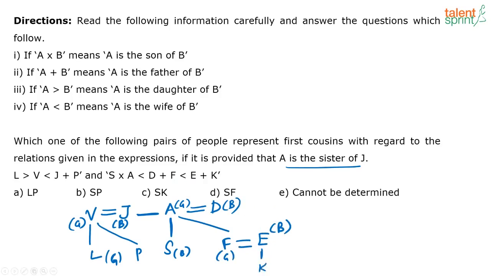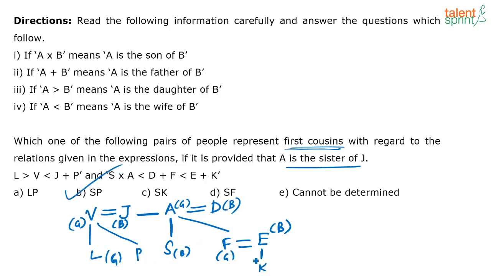So this is the relationship diagram that you get. Now the question is, which one of the following pairs of people represent first cousins? So first cousins means children of siblings. So who are the children of siblings here? If you look at LP, see LP are children of the same parent. So they are actually siblings, they are not cousins. SP, see SP are children of the siblings. So that is what we are looking at. So the correct answer here is option B, SP.